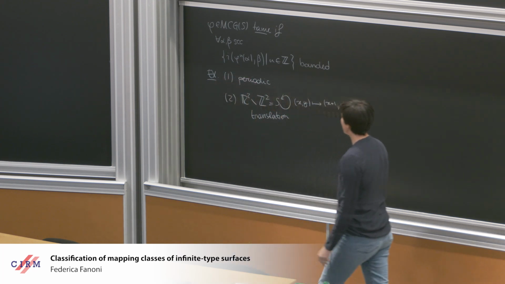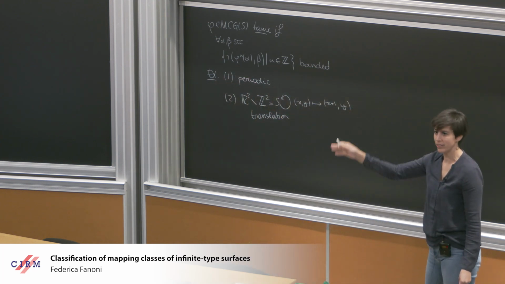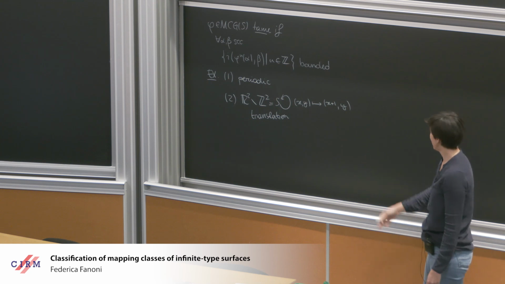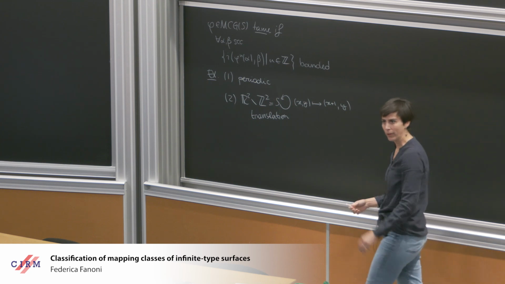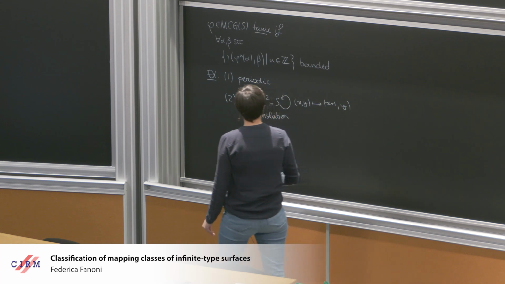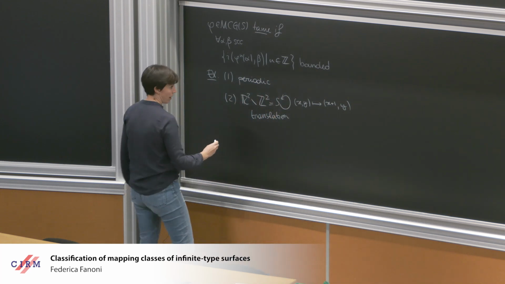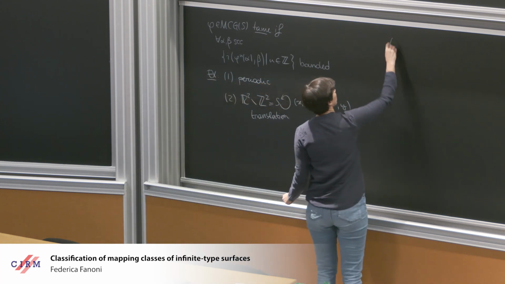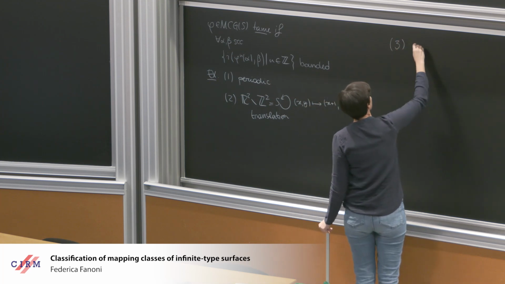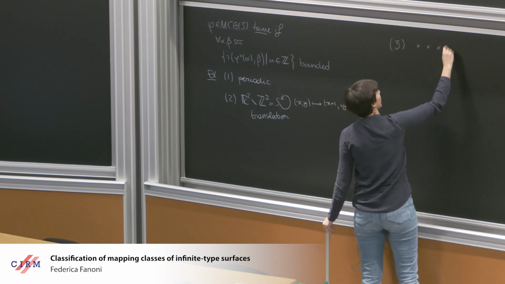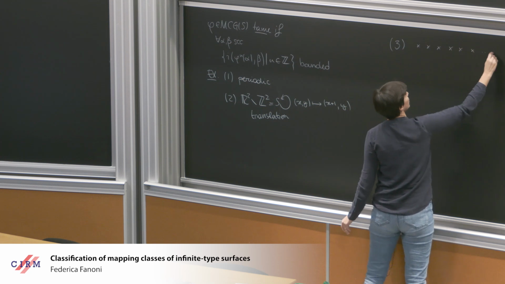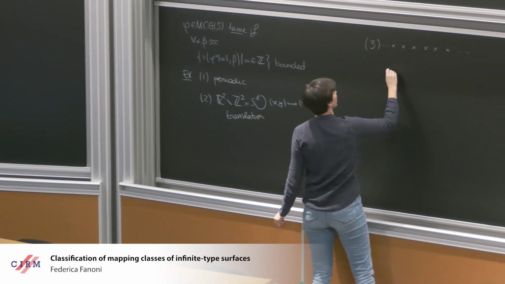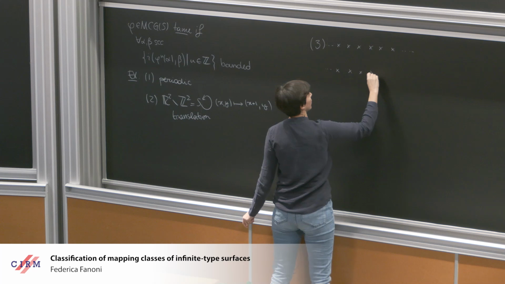So eventually, any curve will be translated away from any compact set. So this number will be bounded for any pairs of curves. And I can do more complicated things. Say I have the plane and I remove two lines of points.